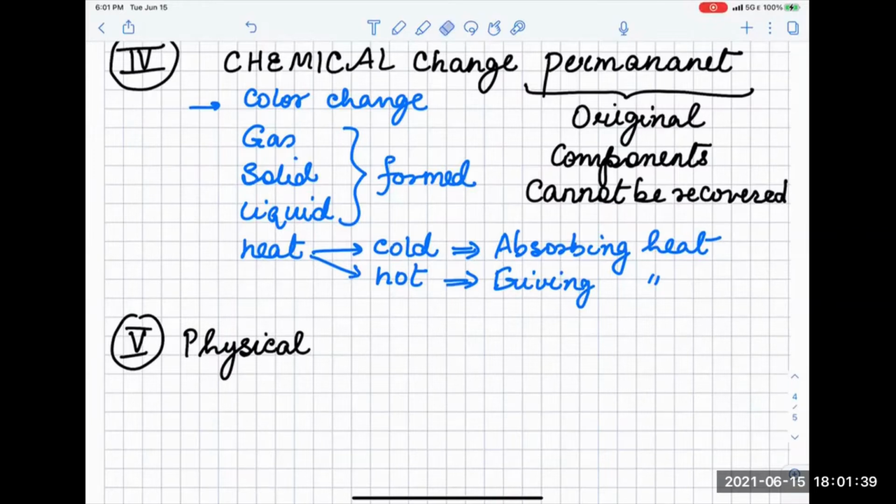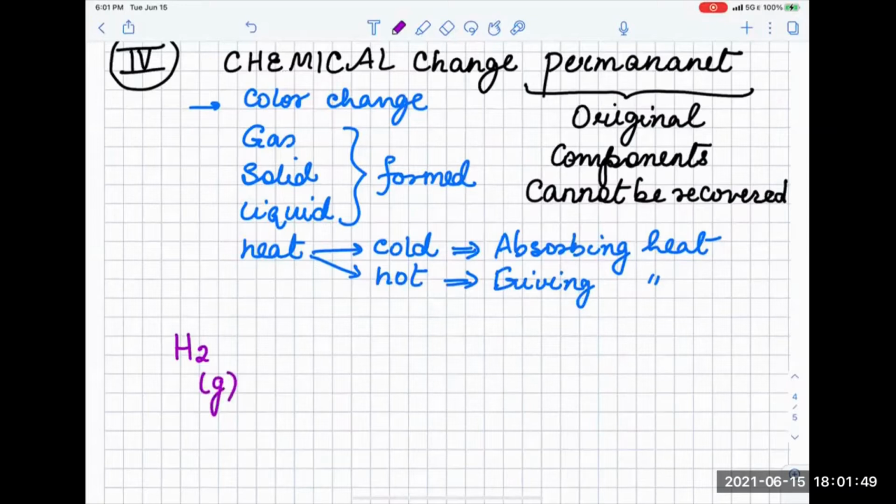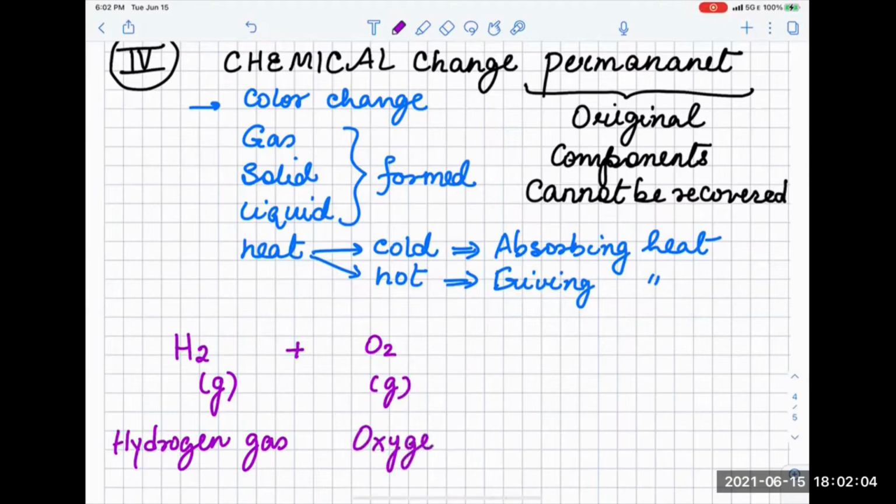How does a chemical change look? Let me just put it here. Look at this here. Hydrogen is a gas. So this is how you show it. This is the language of chemistry. Hydrogen gas, when it reacts with oxygen gas, and again, G stands for gas, so this is oxygen, the name of the gas, oxygen gas. When these two are mixed together, they form H2O, which is a liquid, and that is water.